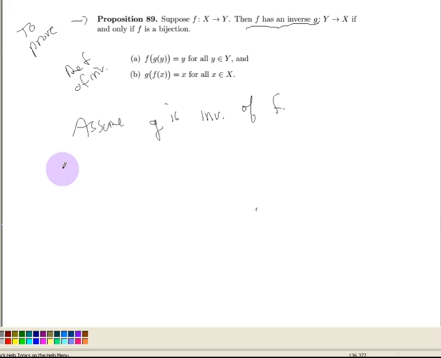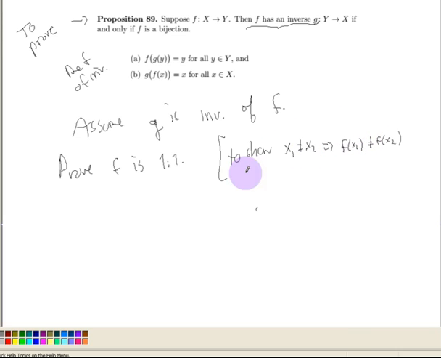Let's first prove that f is one-to-one. What do we want to show? Remember, the way we want to show it is that if x1 is unequal to x2, that means f of x1 is unequal to f of x2. That's what we want to do; this is to show. I'm just putting this off on the side. So we'll suppose that x1 is unequal to x2.